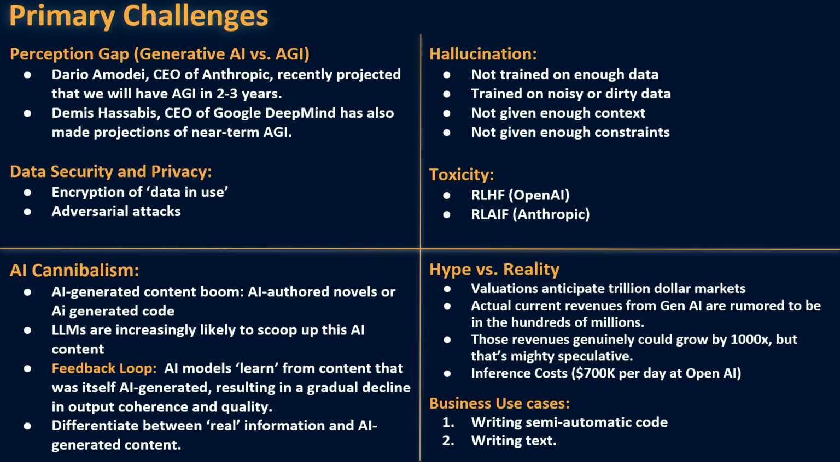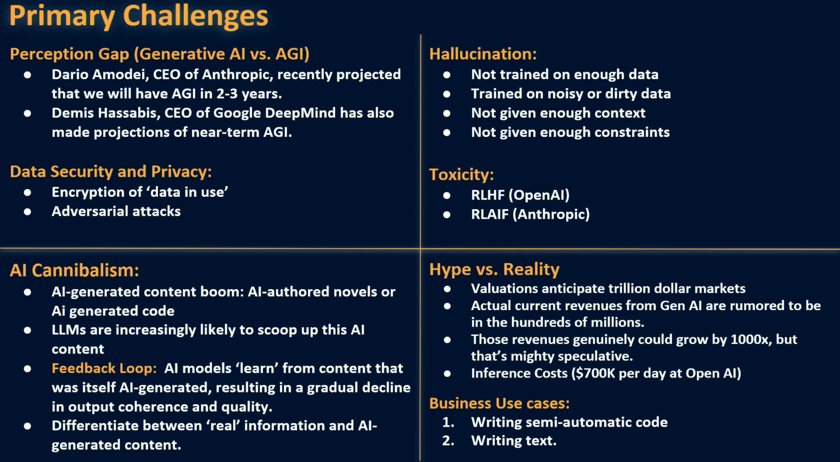Toxicity. We're going to talk about this RLAIF. So reinforcement learning through human feedback, that was the case with OpenAI, whereas reinforcement learning with artificial intelligence feedback is something Anthropic came up with in its Claude 2. So we're going to talk about that as well.